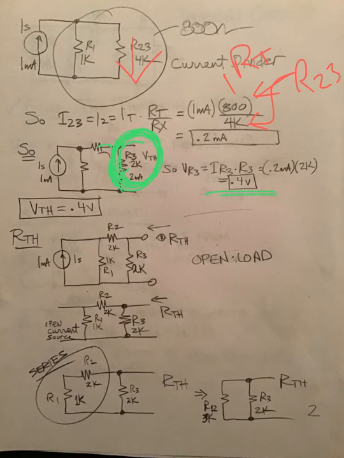Okay, part two of the problem is right here. R Thevenin is going to be computed. Now, R Thevenin sits out here at the output, so we have to take the current source and open it. If it was a power supply, we would short it. But if it's a current source, we open it.